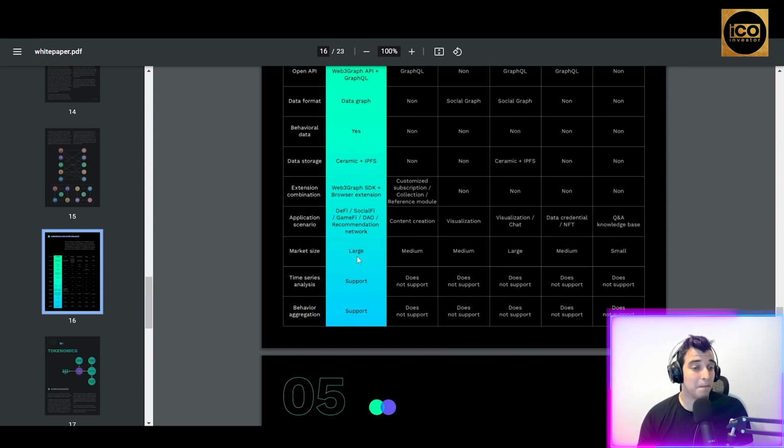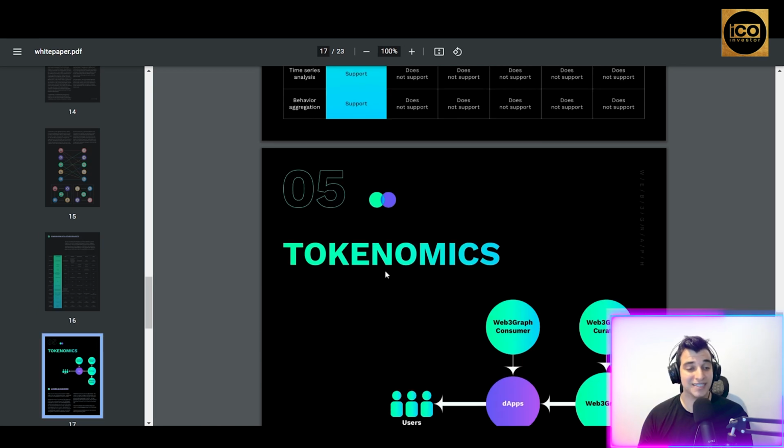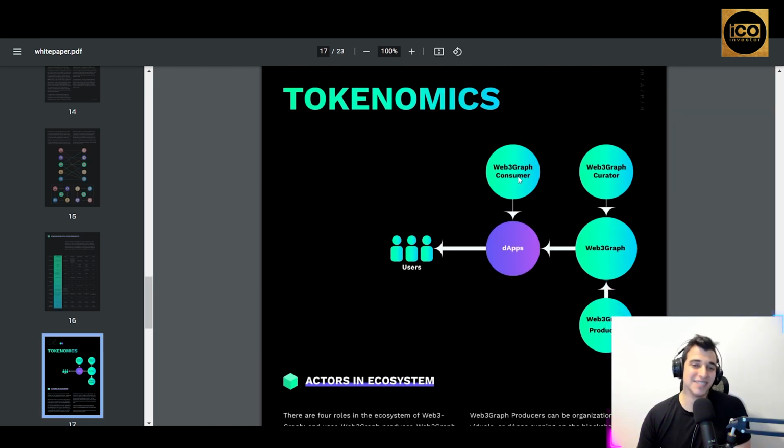By the way, its market size is very, very large, which is great. And also, time series analysis is supported. Behavior aggregation is also supported, which is great. And by the way, the tokenomics is very simple.